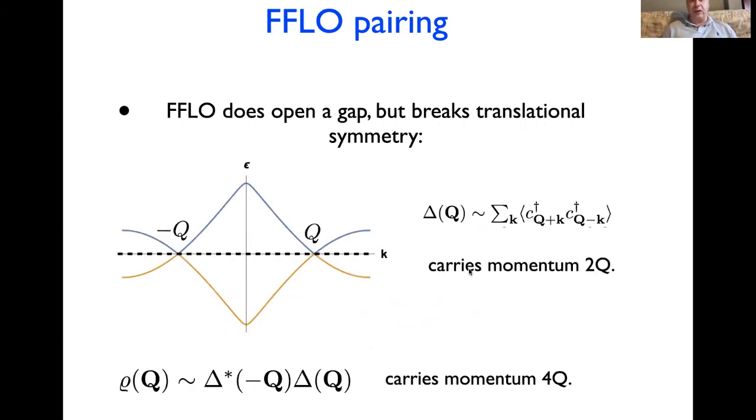But there is a very interesting subtlety here that gives us a way out. So the subtlety is the following. Let's say that the nodes are at momenta q and minus q. The FFLO order parameter, delta of q, near this node clearly carries momentum 2q. However, the superconducting order parameter by itself is not gauge invariant. A gauge invariant quantity which can be proportional to a density modulation is something like delta complex conjugate of minus q times delta of q, and this carries momentum 4q.